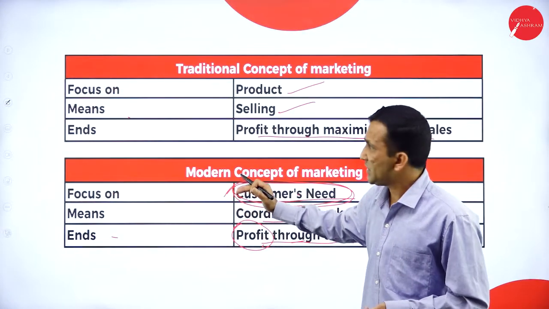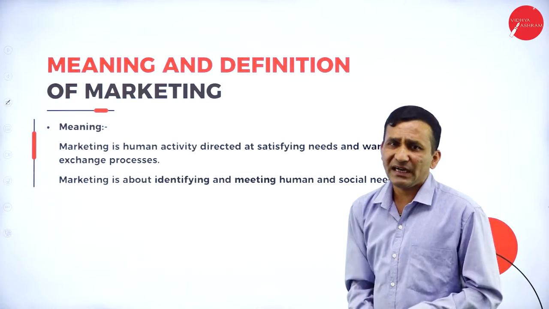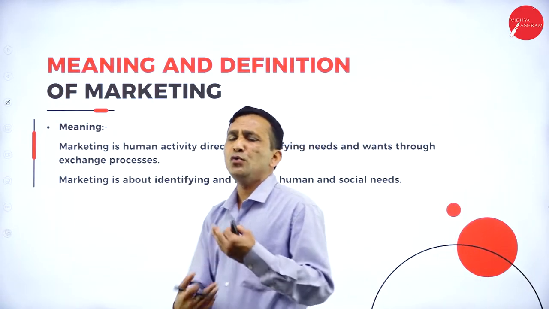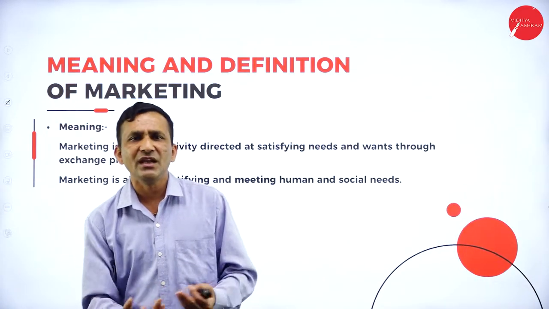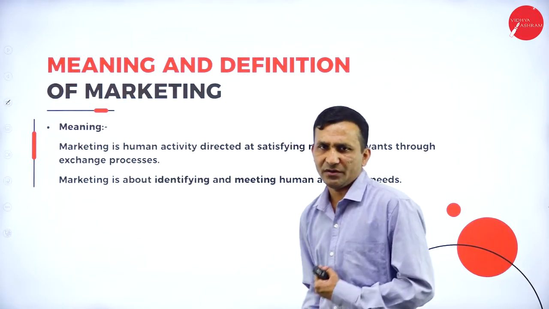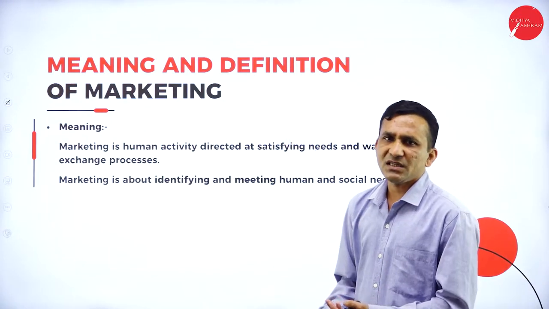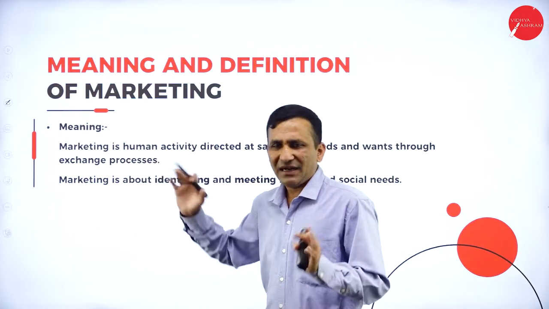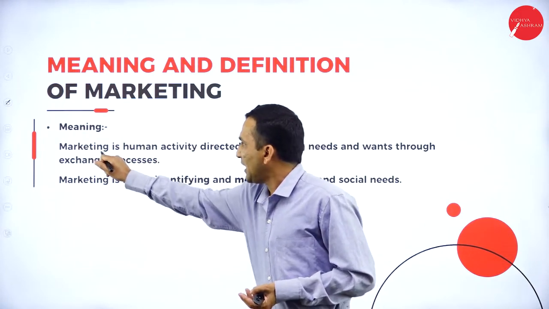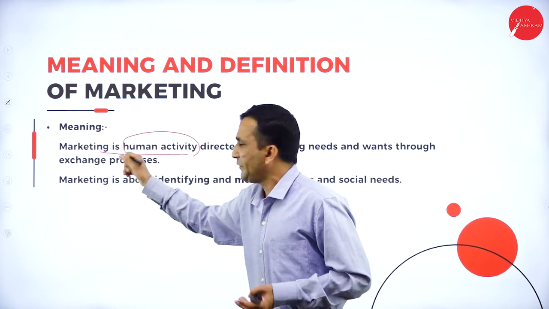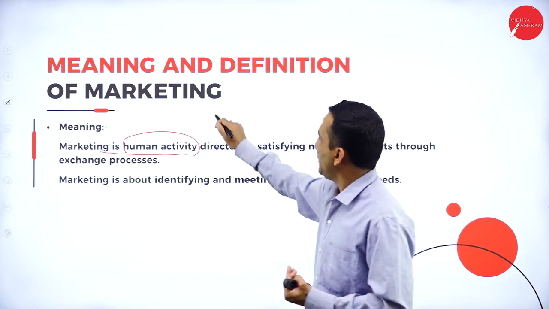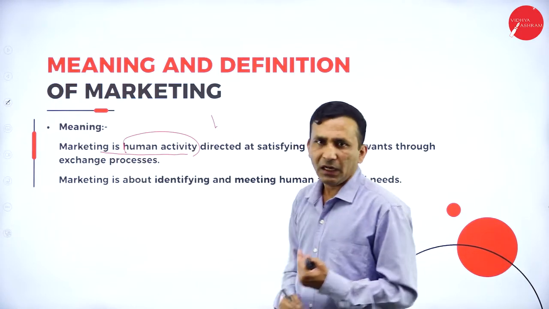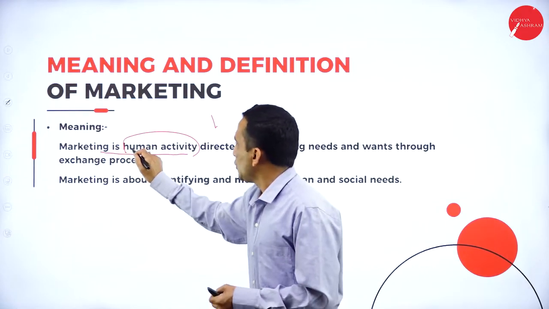Now we have got an idea about traditional marketing and the modern marketing concept. Now exactly what is the meaning, and how can you understand marketing according to each person? There is no standard definition; it differs from person to person. But in the marketing concept, marketing is an economic activity, and an economic activity is nothing but a human activity. So marketing is a human activity.